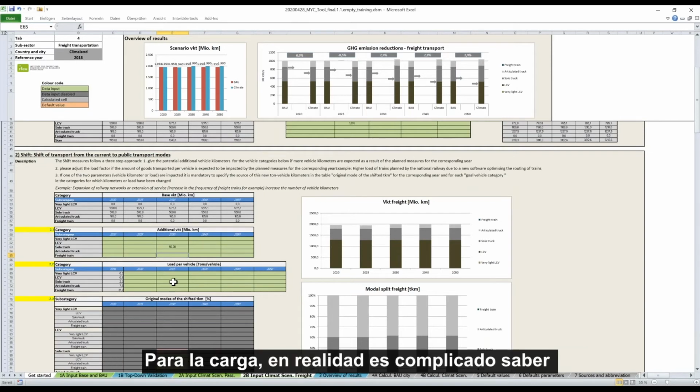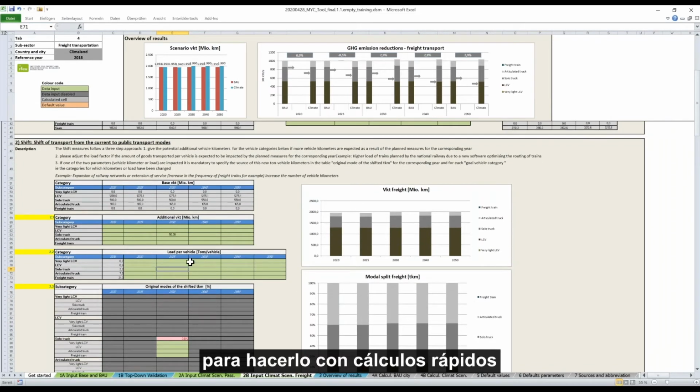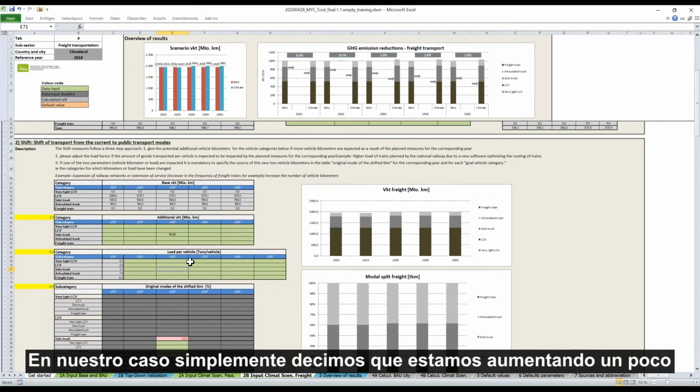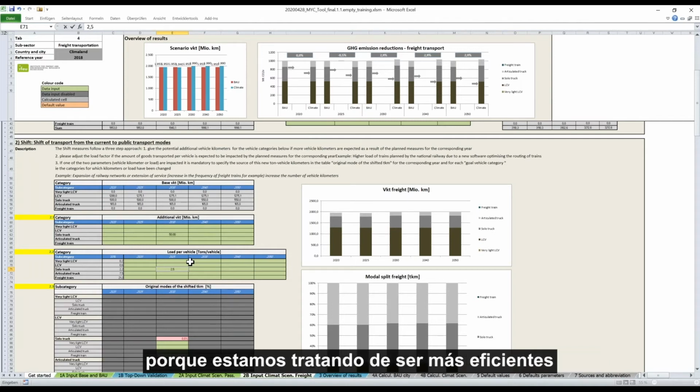For the load, actually, it's complicated to know how many vehicles will be replaced. What does it mean for the load of each of the vehicles? It's the reason why we recommend using software to do it. A quick calculation is not an easy thing. In our case, we simplify a lot, and we say that we increase a bit the average load per vehicle for the solo trucks, because we try to be more efficient, and for the LCV it stays the same.